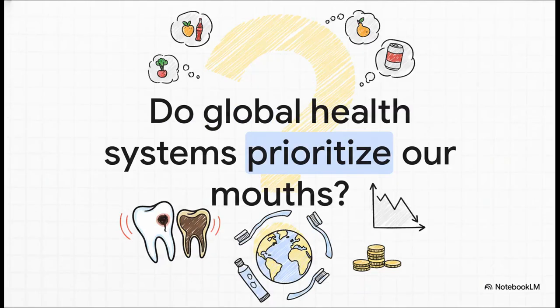As we wrap up this explainer, I want to leave you with one final thought. Given the massive human and economic cost of something as simple as a cavity, is it time we fundamentally change how we view a toothache? I mean, it's clearly not just a minor inconvenience anymore. It's literally a window into our global health priorities, our diets, and the very structure of our healthcare systems. So what do you think?